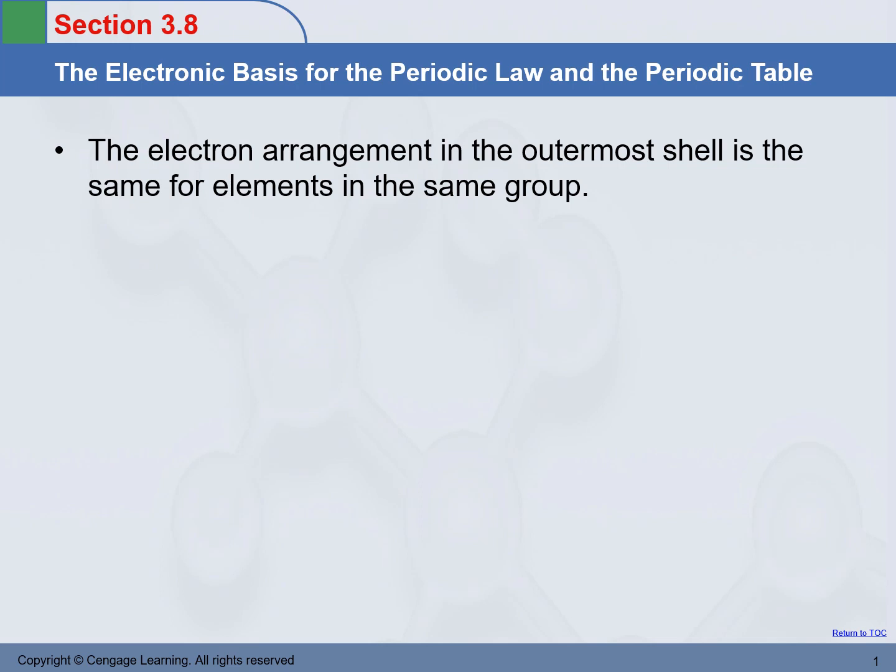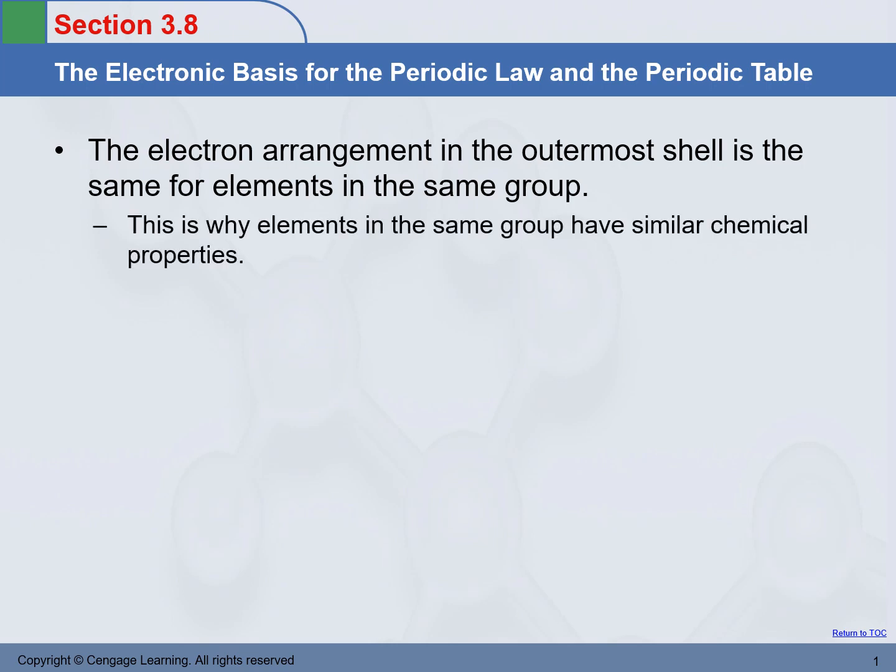So the elements in the same column have the same number of electrons in their outermost shell. They have the same number of troublemakers. They make similar troubles. And that is why elements in the same group have similar chemical properties.